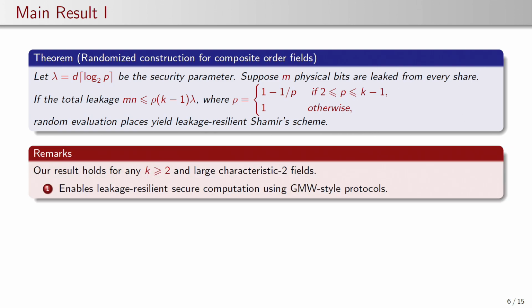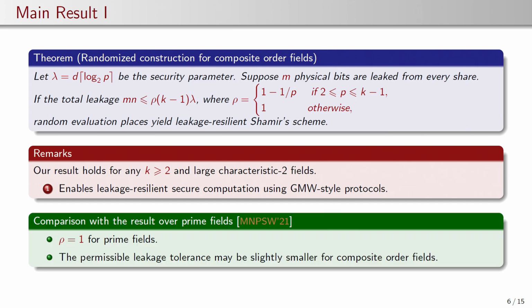And our results hold for any reconstruction threshold that is greater than or equal to 2. Also, it holds for any large characteristic 2 fields. And this is widely used in many protocols. So our results imply that we can construct leakage resilient secure computations using GMW-style protocol.